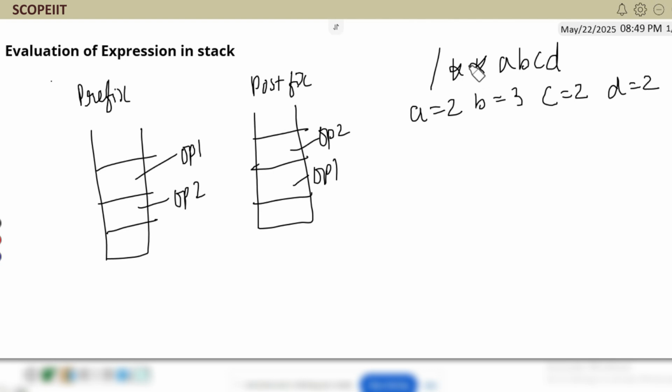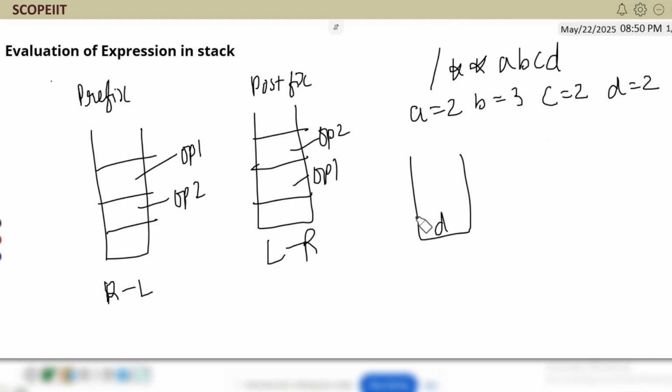Prefix. How can you say prefix? Because first is your operator. Now, the rules are the same. If it is a prefix, we will start from right to left. If it is a postfix, we will start from left to right. Now, the first character is D.